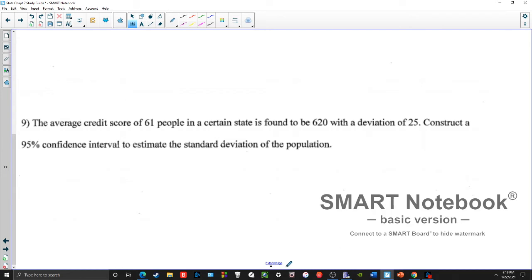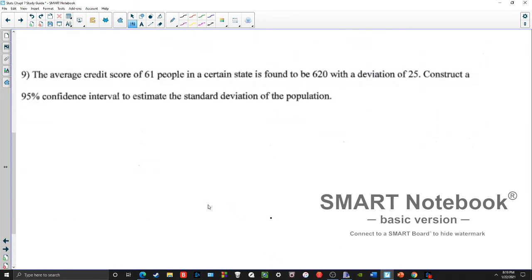Number 9 here says the average credit score of 61 people in a certain state is found to be 620 with a deviation of 25. Construct a 95% confidence interval to estimate the standard deviation of the population. So we want to estimate the standard deviation. We want to estimate sigma.